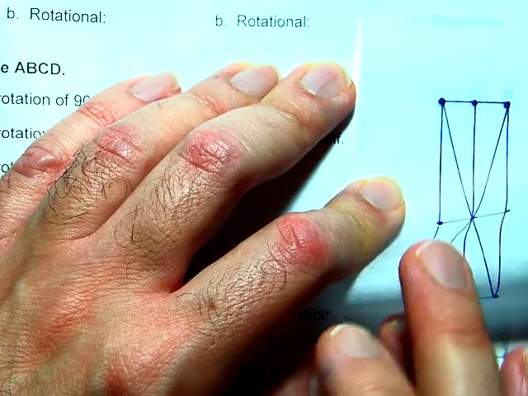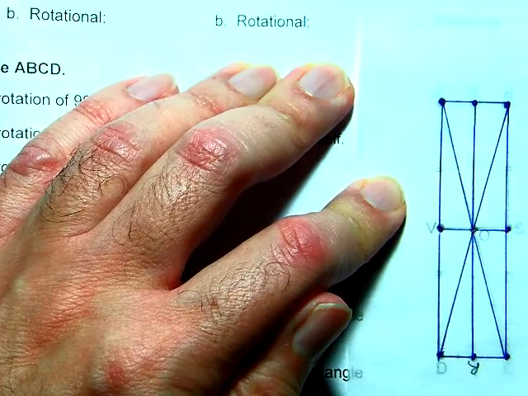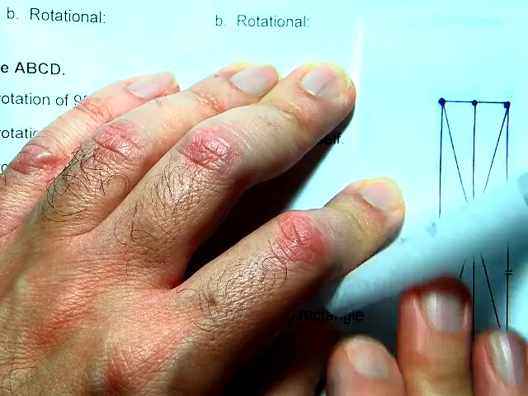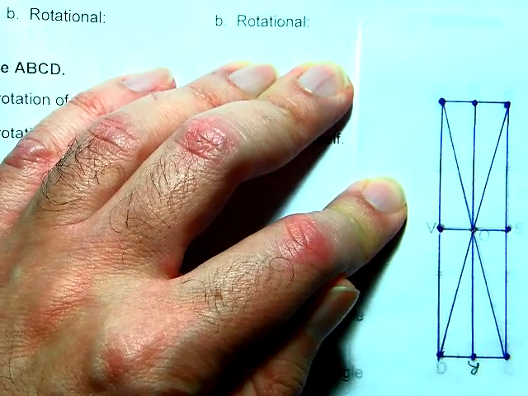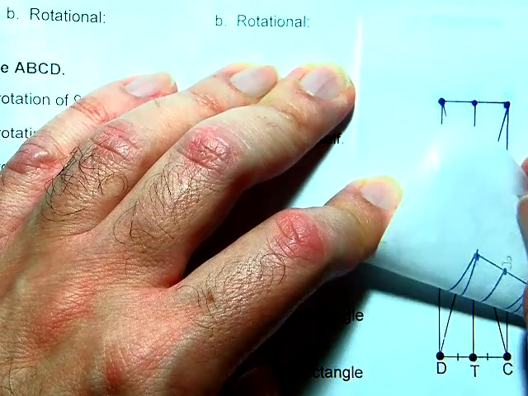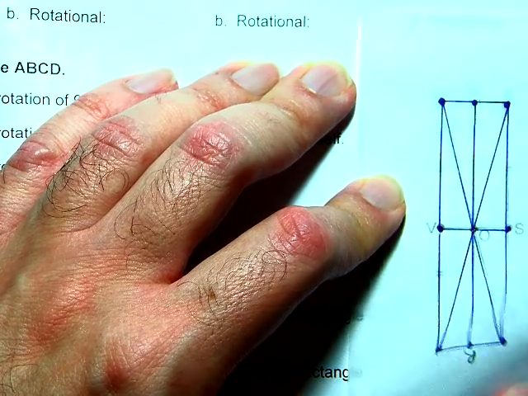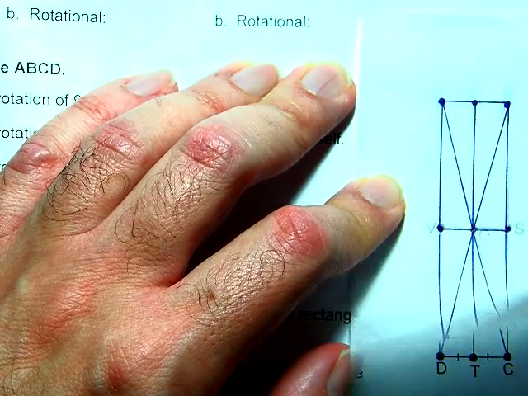Let's take a peek. T. Okay, so R got mapped into over here. Point T. You can see R is now on top of T. So the answer to this is T.